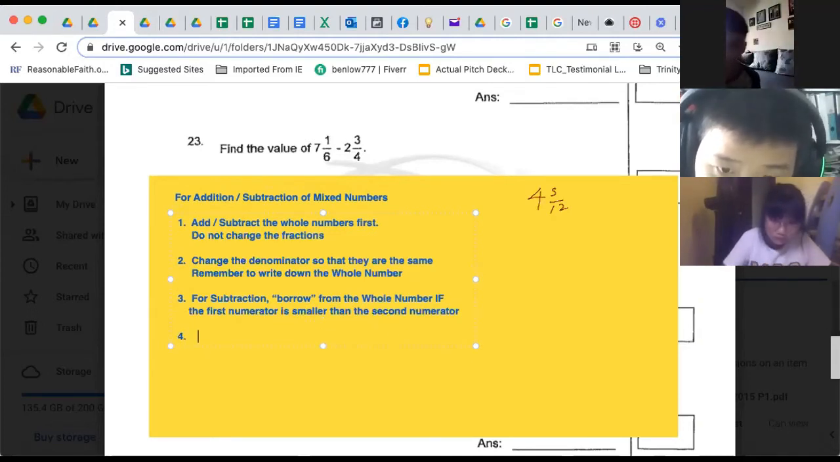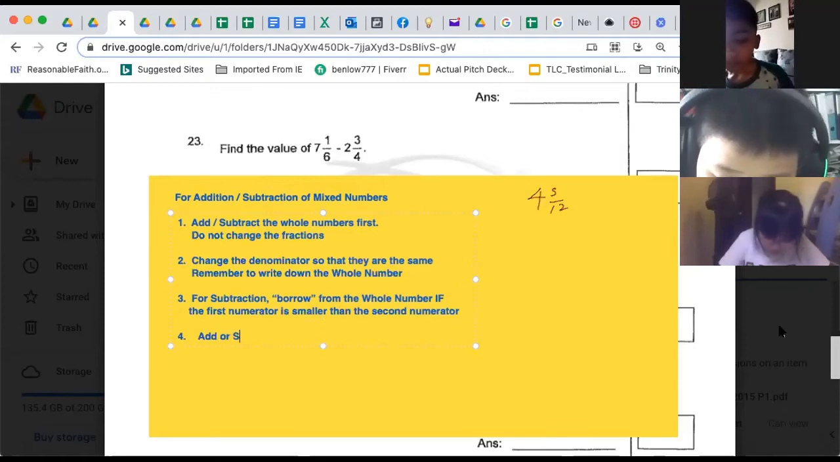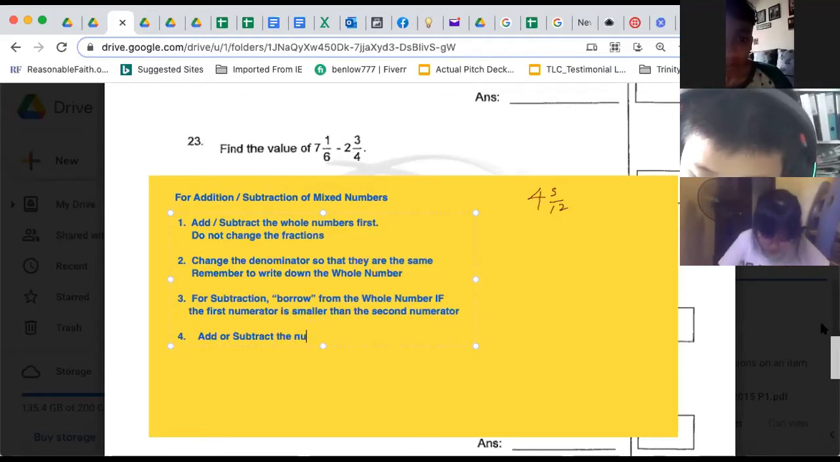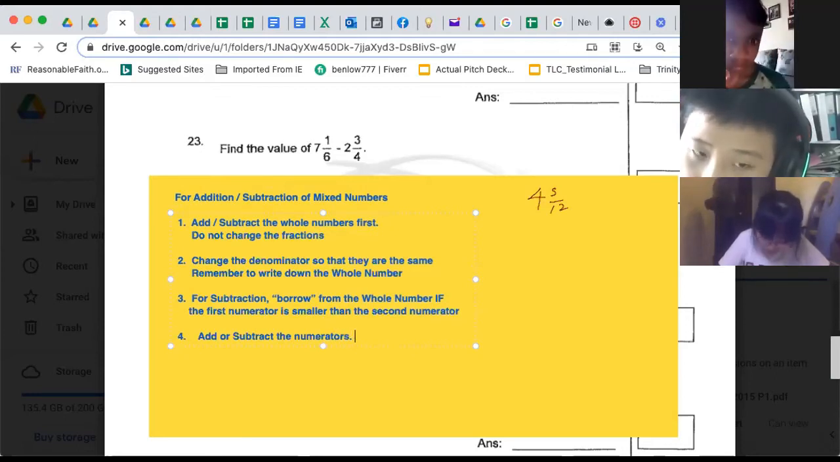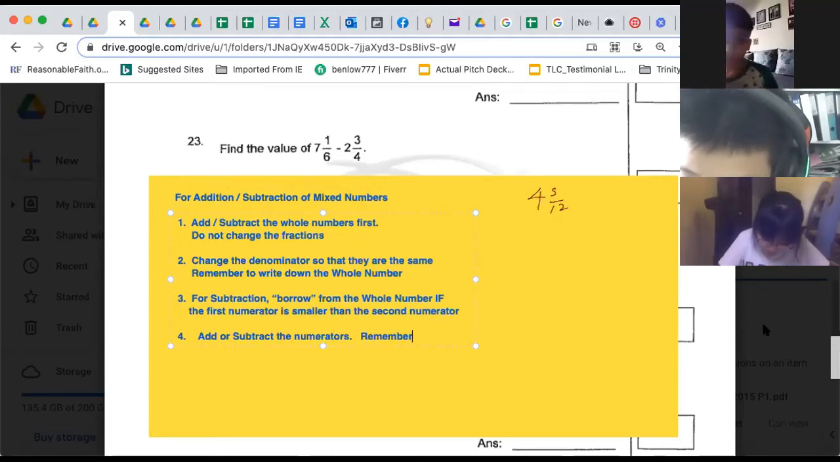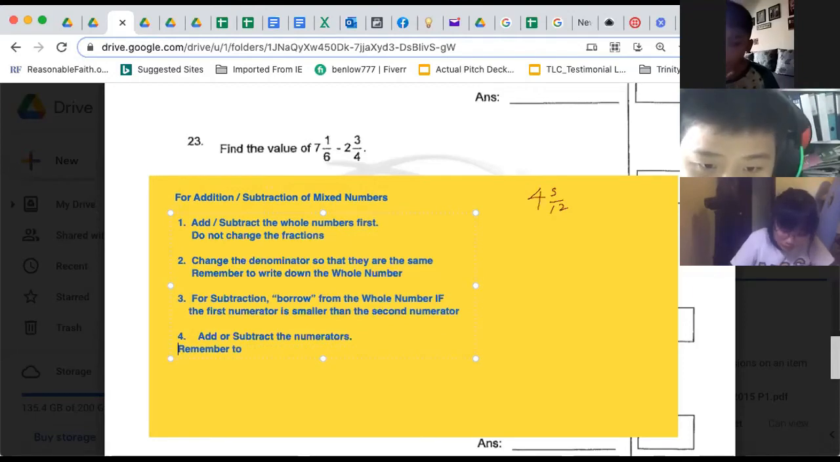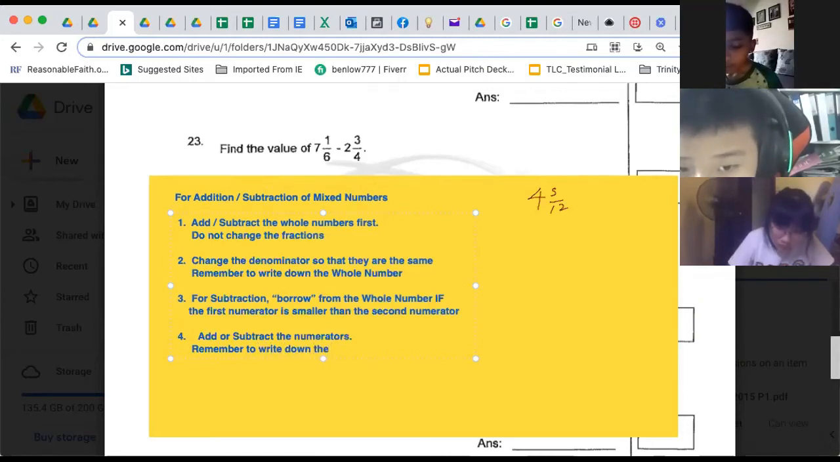Number 4, add or subtract the numerators. Remember to write down the whole number.